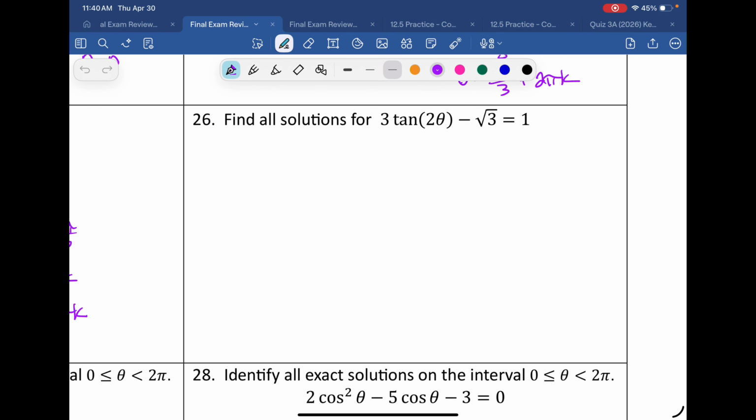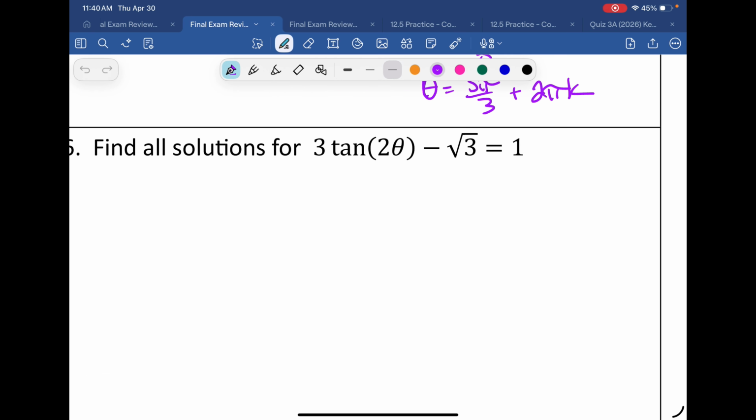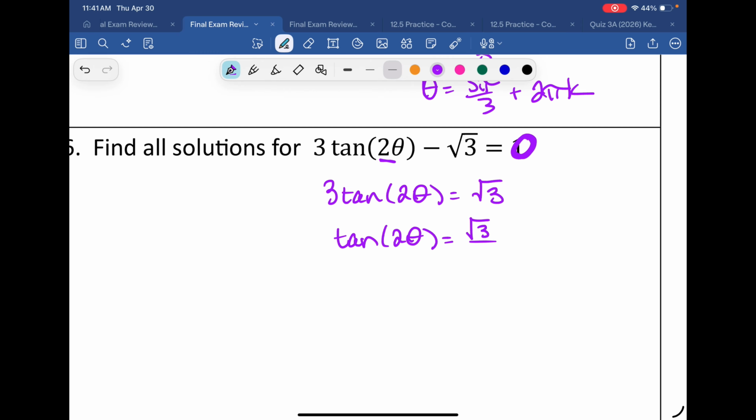All right, find all solutions for 3 tangent 2 theta minus root 3 equals 1. All right, so we're going to treat this as if, I don't have a 2 theta here, we're going to treat it as if it's just a theta. All right, so we're going to add the root 3. Actually, this should be 0. I forgot about that. And divide by 3.